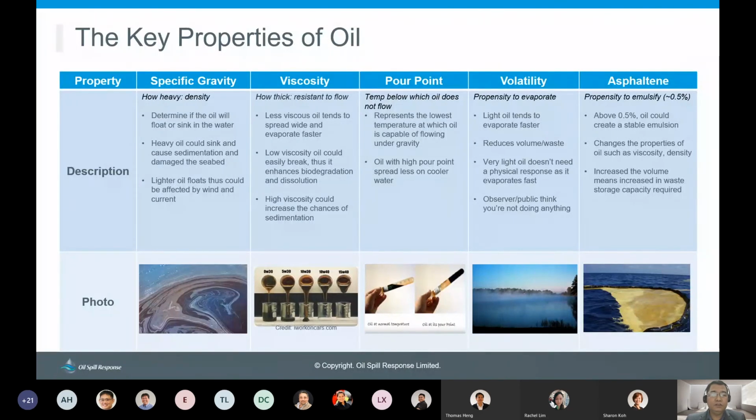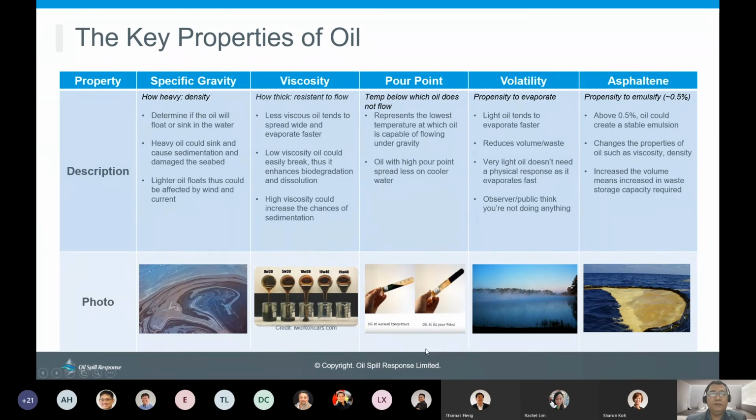Also, high viscosity could increase the chances of sedimentation, especially if the oil interacts with the dirt on the water and becomes heavy, thus causing it to sediment.